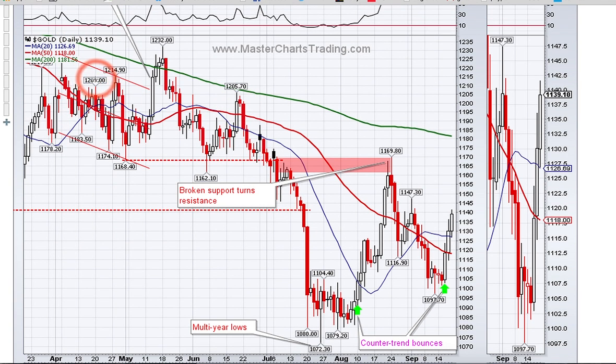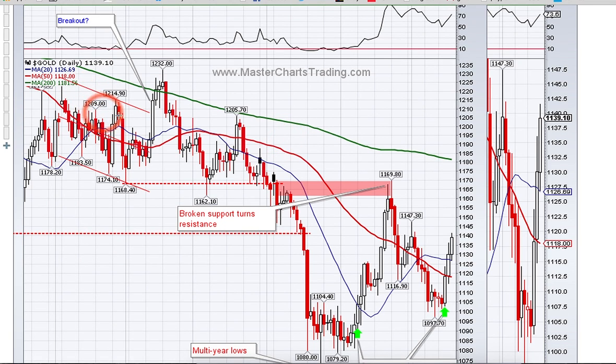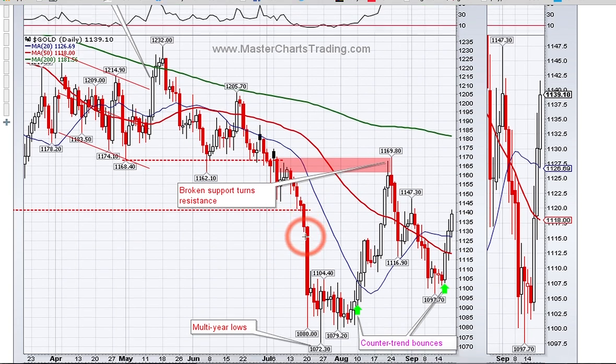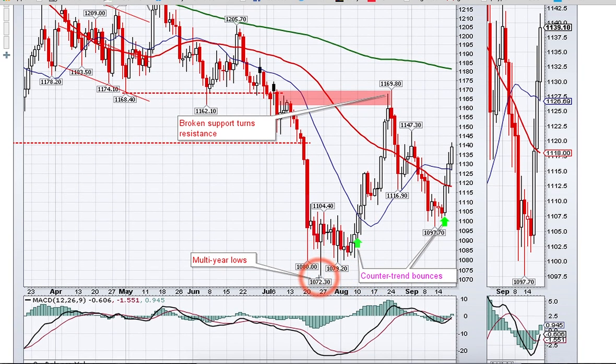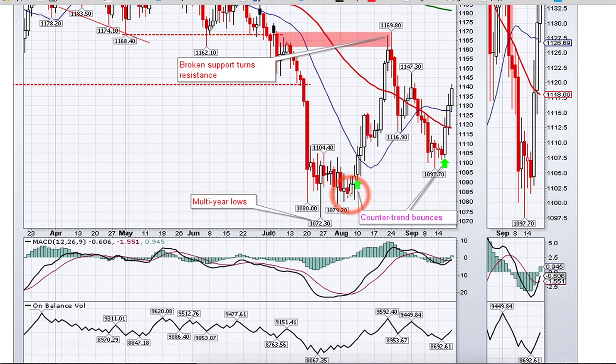So the gold daily chart. At this point, it is still clear to me that this is a bearish security. It is actually quite bearish. We have the red line, the 50-day, below the green line, the 200-day moving average. We had a huge drop, broke several support levels here. But then we finally found support, actually at the multi-year lows at 1072. And then we had a nice rebound that went as far as the broken support.